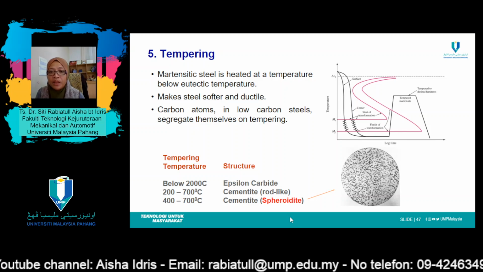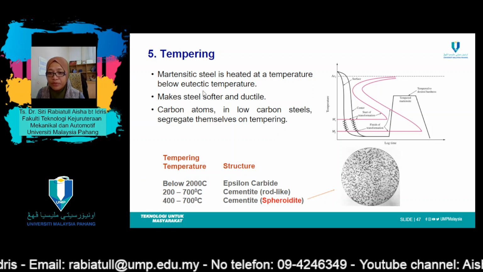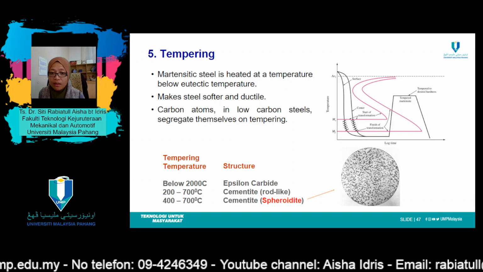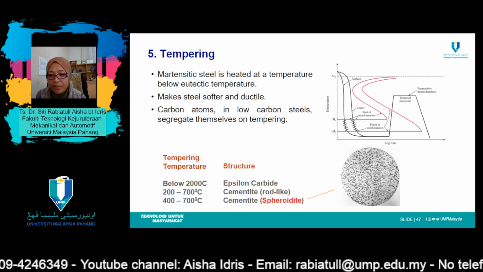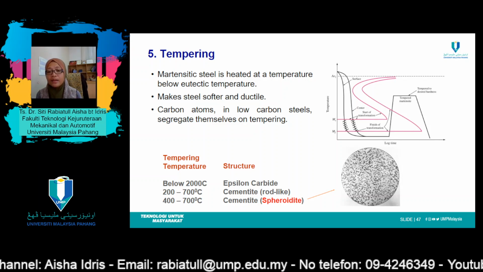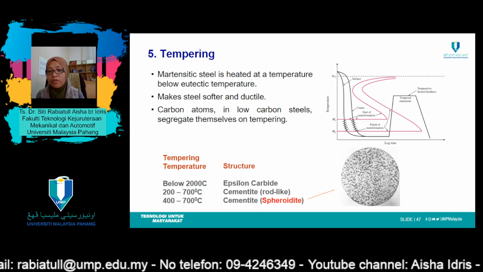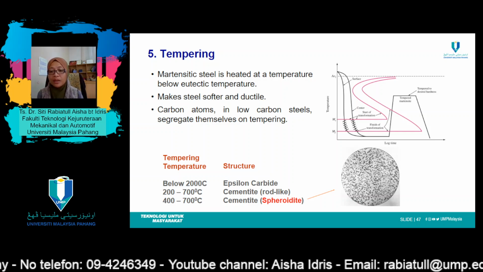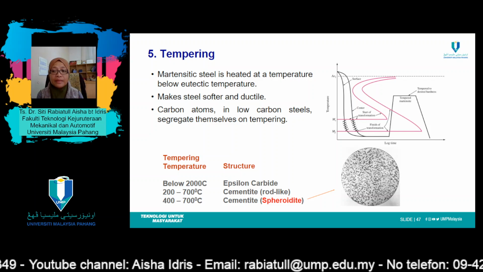Number five is tempering. In this process, martensitic steel is heated at a temperature below the eutectoid temperature. This process will make the steel become softer and much more ductile. Carbon atoms in low carbon steel segregate themselves on tempering. For tempering, we can see several structures in it, like rod-like or spheroidite-like structures, and these structures form at different temperatures. That's why I said earlier we need to control the temperature so that it produces only the microstructure that we need.